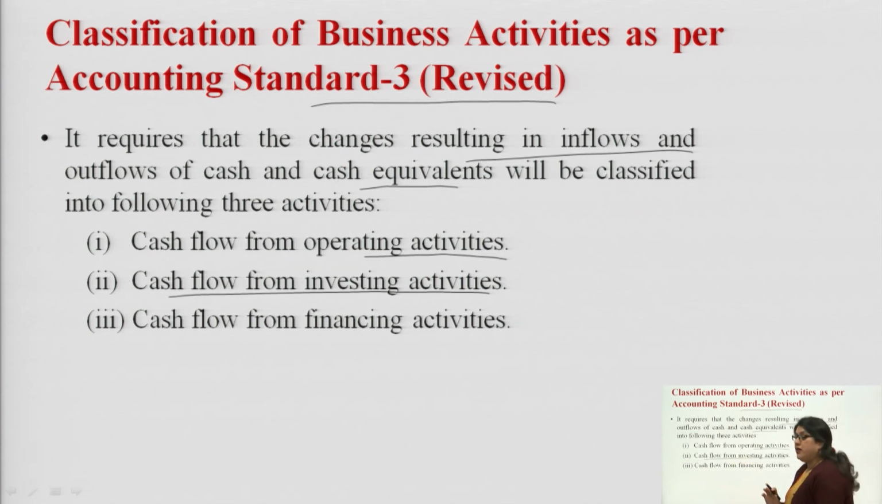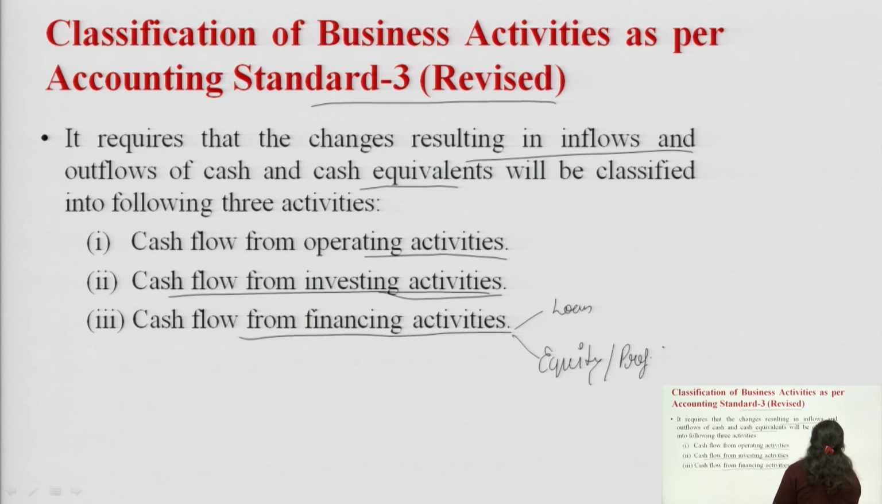Second is cash flow from the investing activities. By the investment, maybe you are making the long term investment, maybe you are purchasing the new machinery, fixed asset. So, these are the cash flow from the investing activity. The third one is cash flow from the financing activity. By this financing activity, maybe you are raising the fund through the loan. I am writing it here again. You are raising the loan, or maybe you are raising the money through the equity or preference shares, or maybe by the debentures.